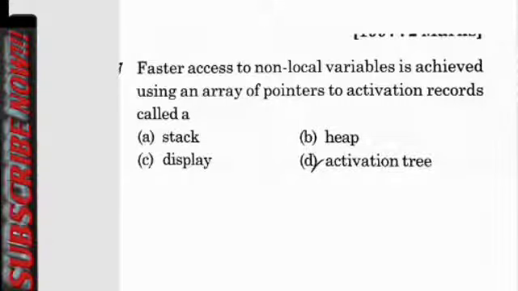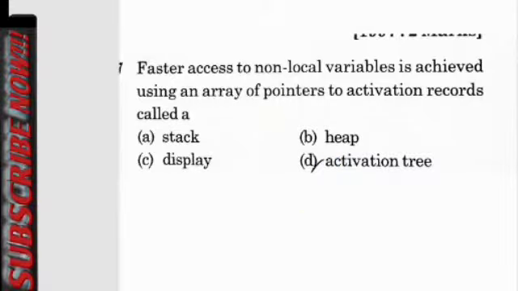Now come to the next question. Faster access to non-local variables is achieved using an array of pointers to activation records called a. There are four options. Option A, stack. Option B, heap. Option C, display. And option D, activation tree. So the correct answer is option D, activation tree, because the activation tree gives faster access to non-local variables and it is achieved by using an array of pointers.